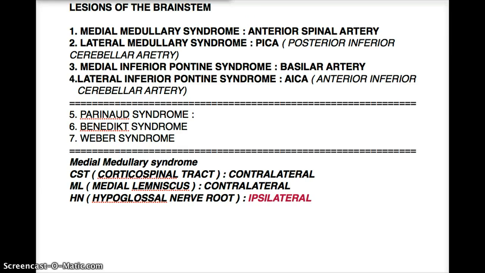The three things that we have to worry about, or the three check marks we need to get when we're checking for medial medullary syndrome, are corticospinal tract deficits, medial lemniscus deficit, and hypoglossal nerve deficit. Again, the way we primarily differentiate medial medullary syndrome from lateral medullary syndrome is that the medial medulla is going to have hypoglossal deficit and the lateral medulla is not going to have hypoglossal nerve root involvement. So that's about it. That's medial medullary syndrome.